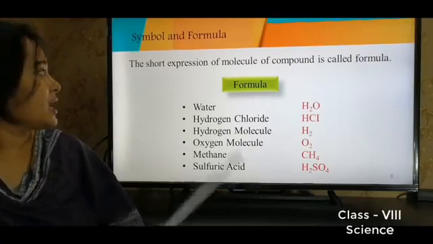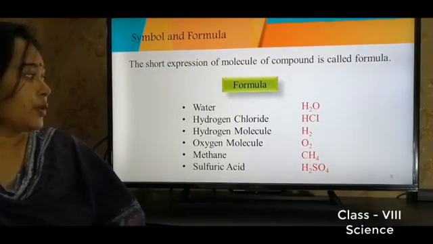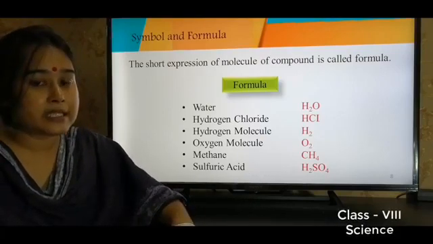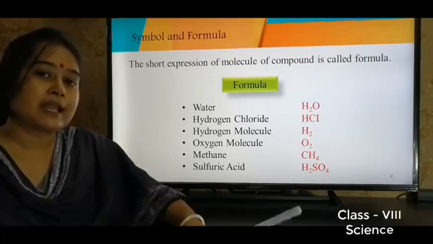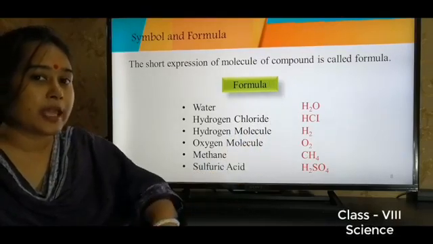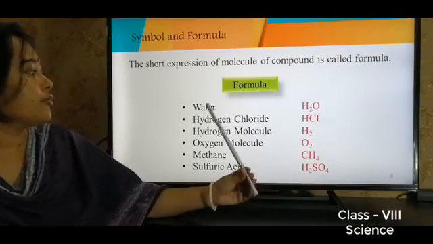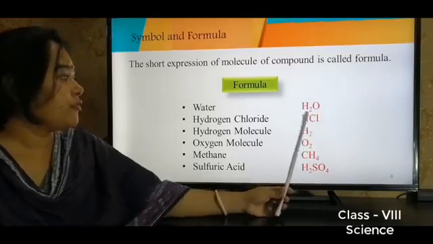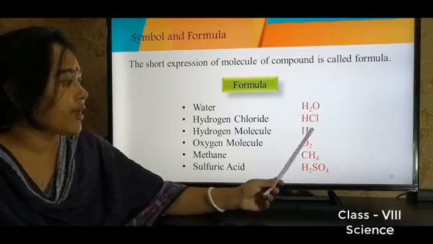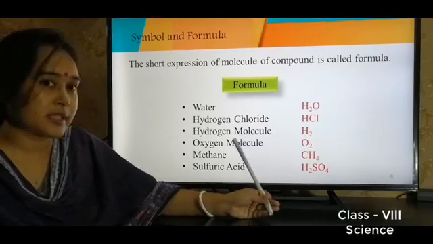So what is formula? The short expression of molecule of compound is called formula. In our previous slide we have seen whenever we are expressing an element in a short form we use symbol, and like that whenever we are expressing molecule of a compound in a short form, then we call that short form formula. So formula of water is H2O. Formula of hydrogen chloride is HCl. By this formula H2 we can understand it is one molecule of hydrogen.